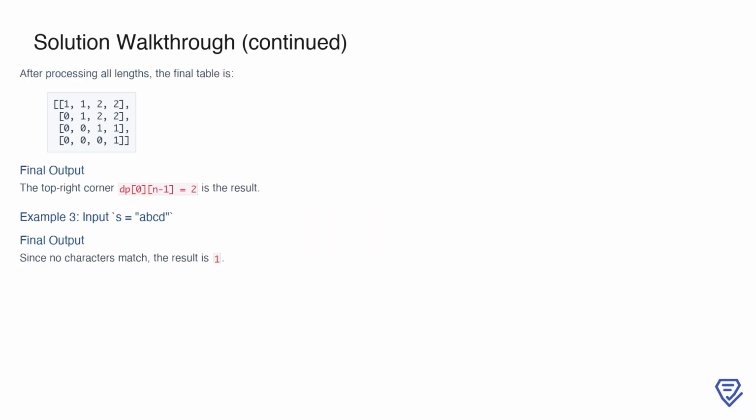After processing all possible substring lengths, the final dp table for the input s equals "cbbd" is complete. The top right corner of the table, dp[0][3], gives us the result, which is 2. This indicates that the longest palindromic subsequence in this string has a length of 2.